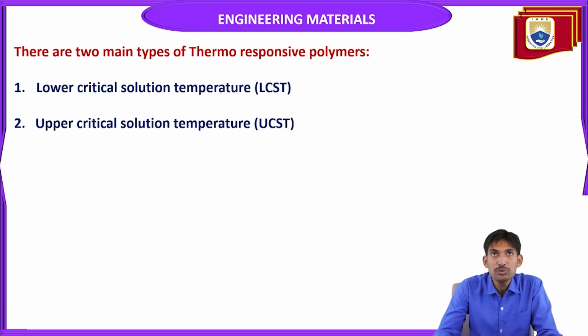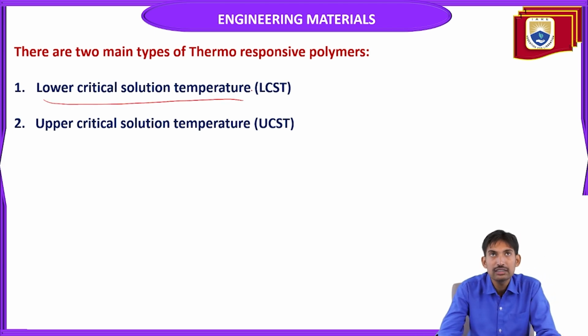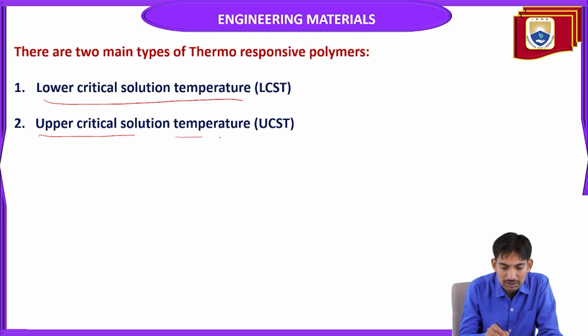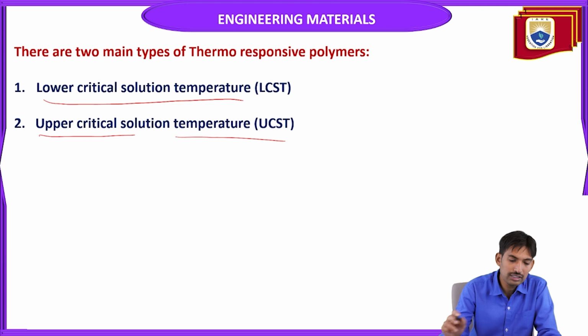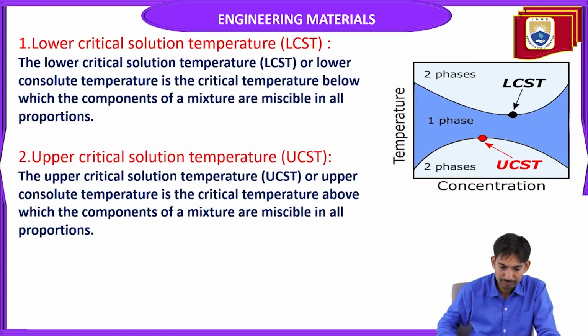There are two main types of thermoresponsive polymers. The first one is lower critical solution temperature, LCST, based polymers, and the second one is upper critical solution temperature, UCST, based polymers.